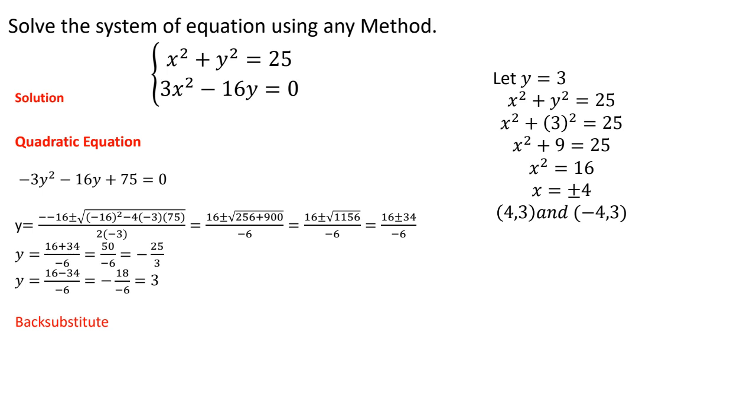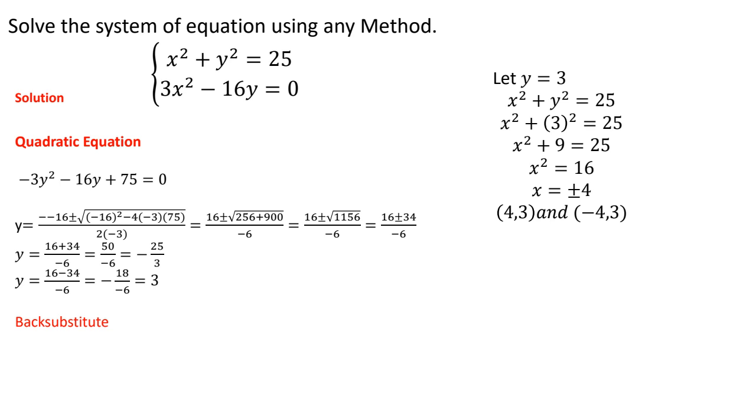So let's start with the easy one, with the 3, right? Y equals 3. When I plug this in, x squared plus 3 squared is equal to 25. 3 squared is 9, so I'm going to subtract 9 on both sides. That gives me 16, so x is equal to plus or minus 4. So here we have these two solutions.